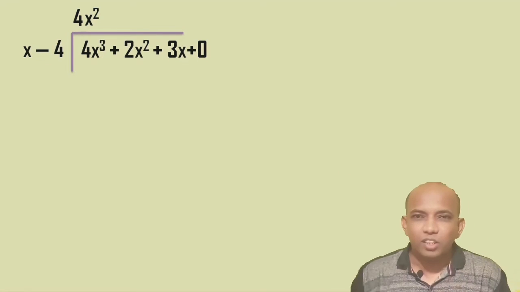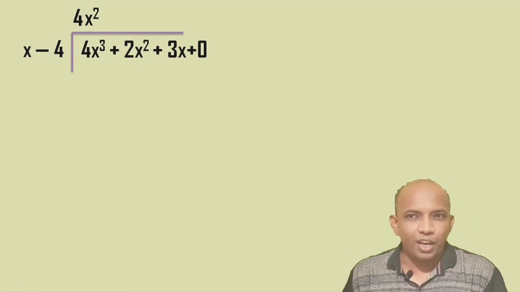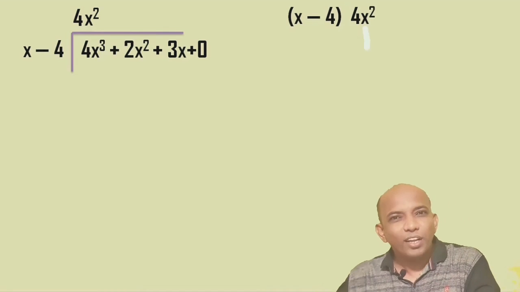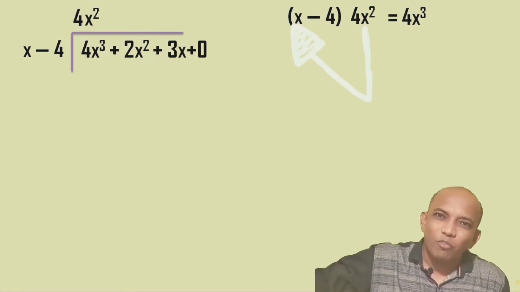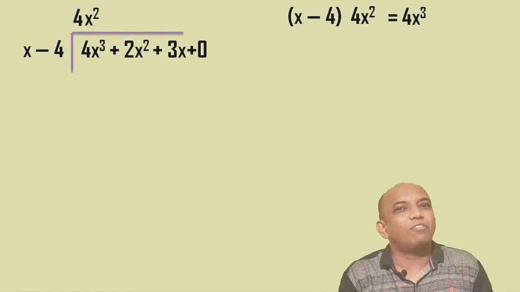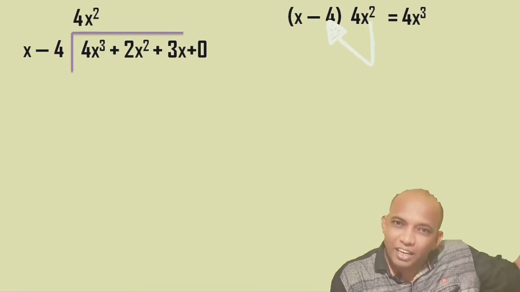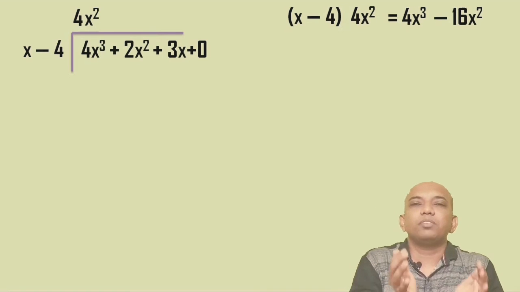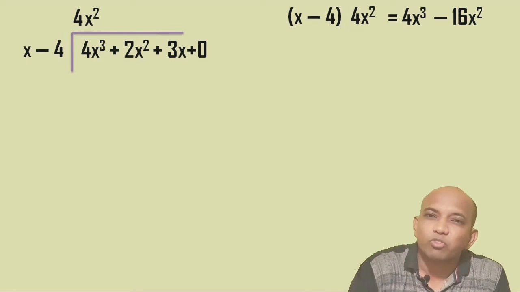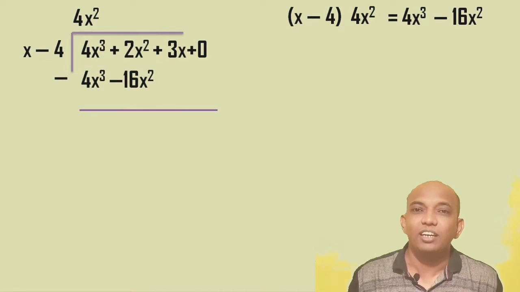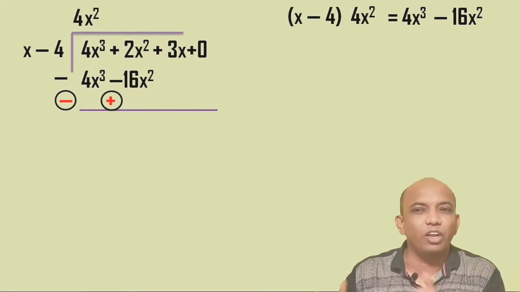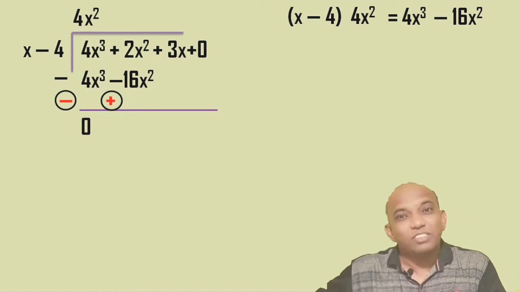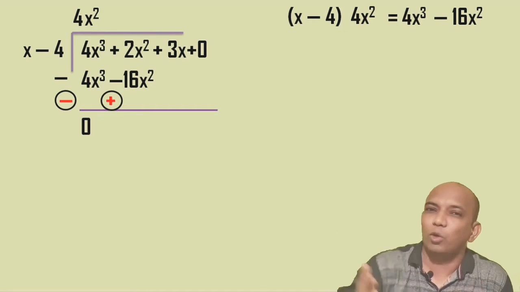So what we have now, we have 4x square in the quotient. That 4x square will multiply x minus 4 by the fountain method, according to which 4x square when multiplied by x gives 4x cube, and when multiplied by minus 4 gives minus 16x square. These terms will be used for subtraction in the division that we are looking at on the screen. Do not forget to change the sign, by which 4x cube will turn negative and negative 16x square will be given a positive sign.